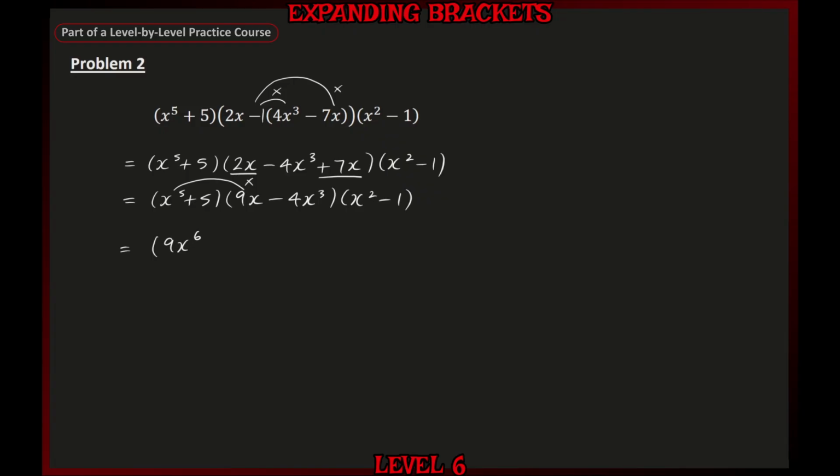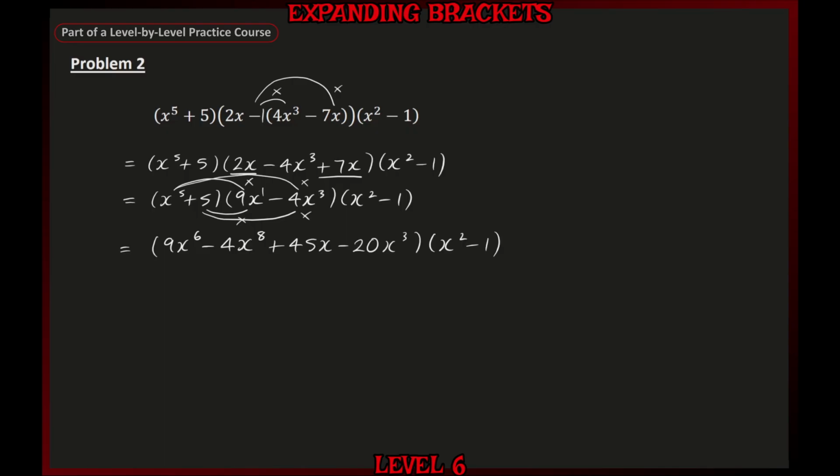Using our laws of indices here, we add those powers together. Next, we have x to the power of 5 multiplied by minus 4x cubed. So this gives us minus 4x to the power of 8, again adding those powers together. Next, we have 5 multiplied by 9x, which is plus 45x, and 5 multiplied by minus 4x cubed is minus 20x cubed. And this is still being multiplied by x squared minus 1.